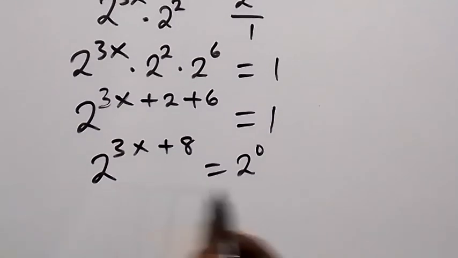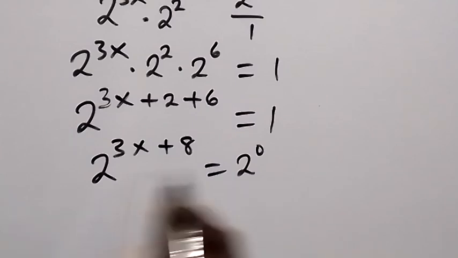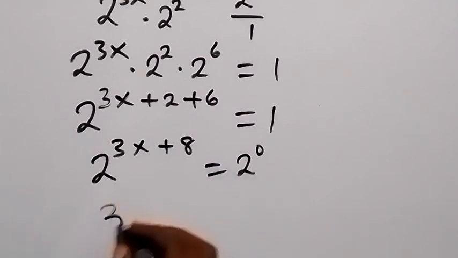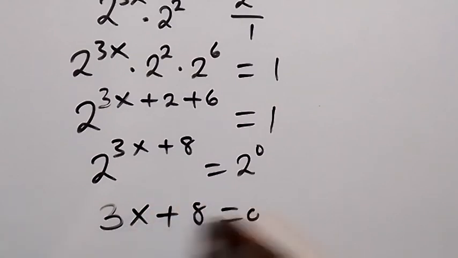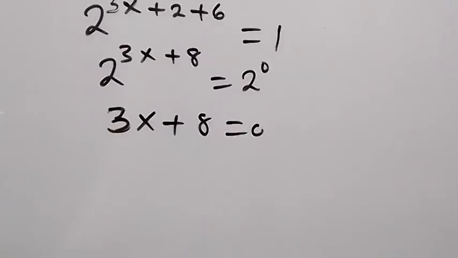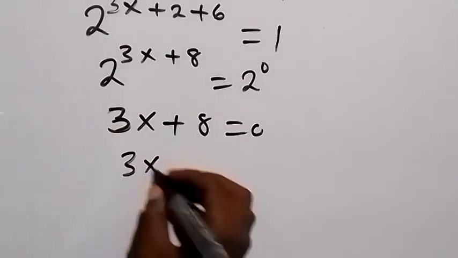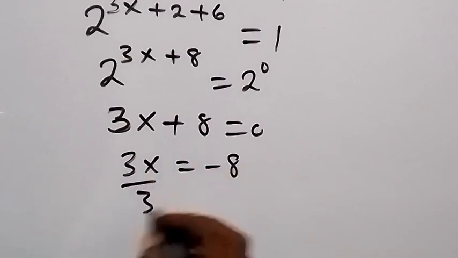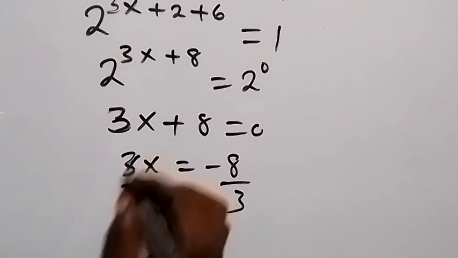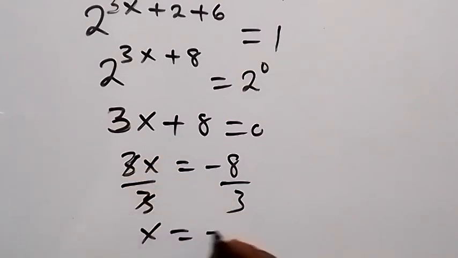Now from here, we have same base here. Then let's equate the power. We have 3x plus 8, then will be equals to 0. Then from here, let's take 8 to the other side. Then we have 3x equals to minus 8. Divide both sides by 3 so as to remove this 3 here. Then x will be equals to minus 8 over 3.